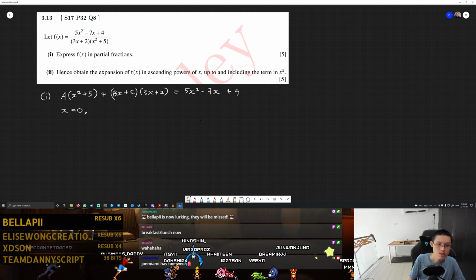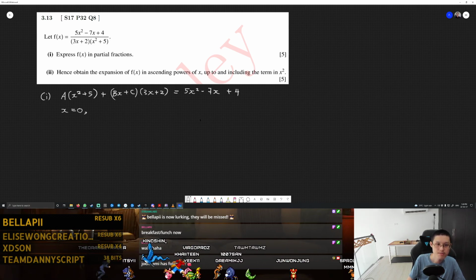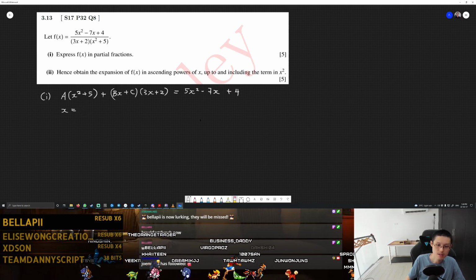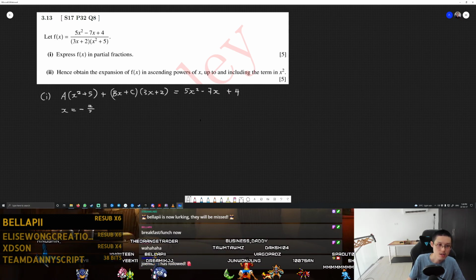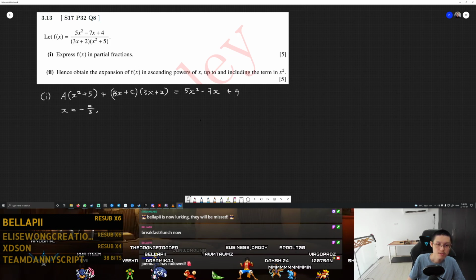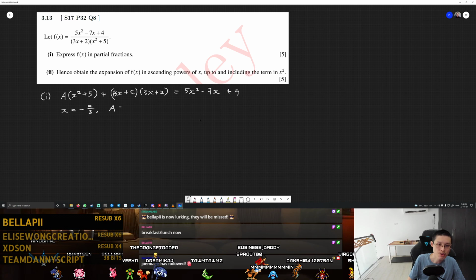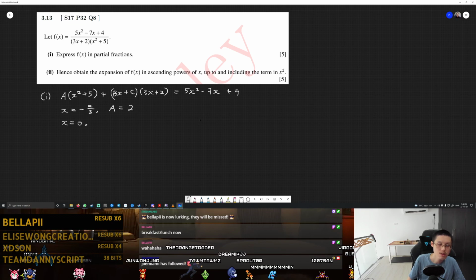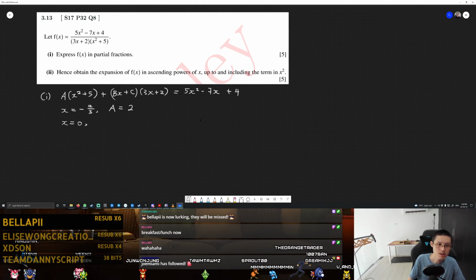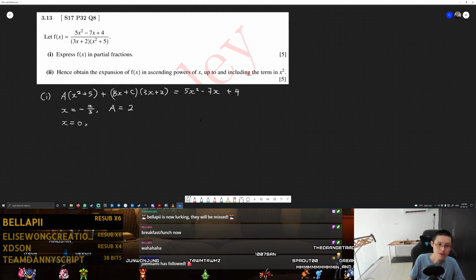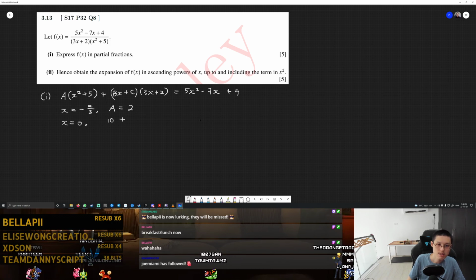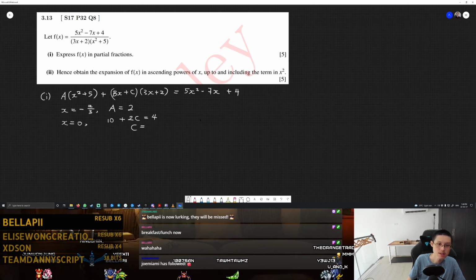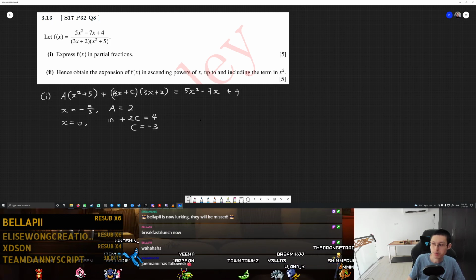Let's say x is 0, which means we would have... No, let's go with x is -2/3. So we'll still end up with the same thing. A is still going to be 2. And then when x is equals to 0, b would disappear, which means we have 10 plus 2c equals to 4. So c is going to be -3 again, but now we have to find b.